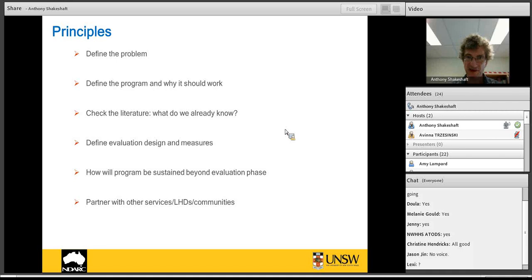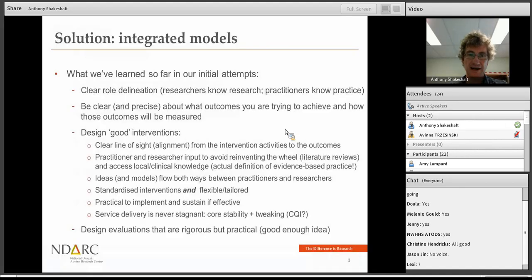So the way around that is to try to partner with other services in other communities, or other whole communities, and say, well, let's see if we can work together and come up with a program that we can test in all of our communities. And once you do that, then you're getting much better quality evidence. So all of that we'll go through now in terms of some examples.